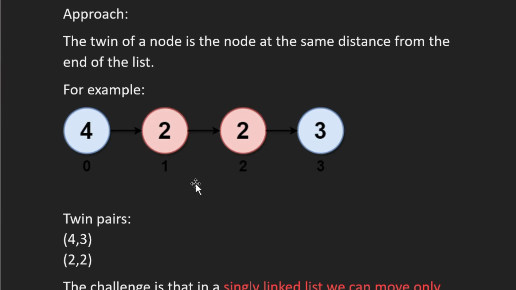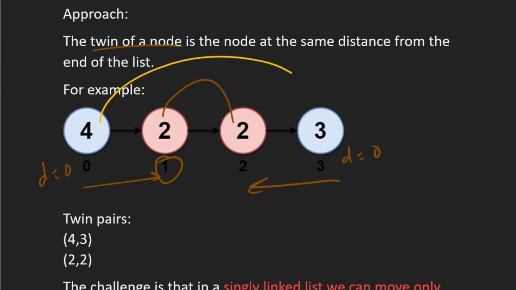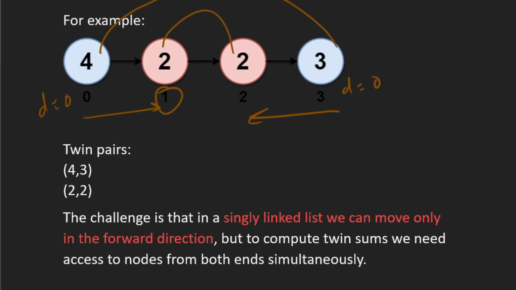So the twin of a node is basically the node at the same distance from the end of the list. So suppose this node is at distance 1 from the beginning, then its twin should be at distance 1 from the end, right? So these will be the twin pair. And this is having distance 0 from the beginning, this is having distance 0 from the end, so these will be the twin pair, right? So we get the twin pairs.